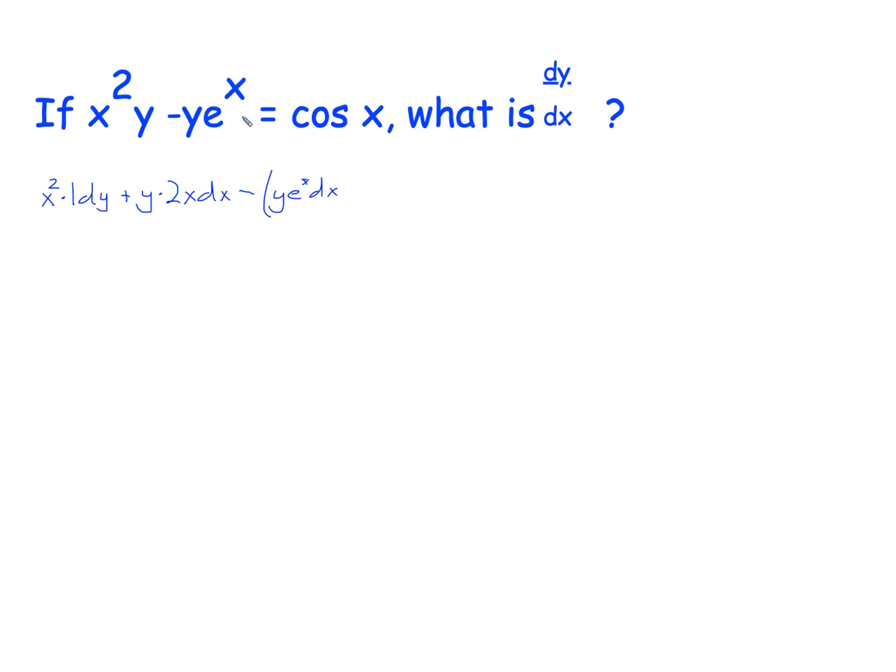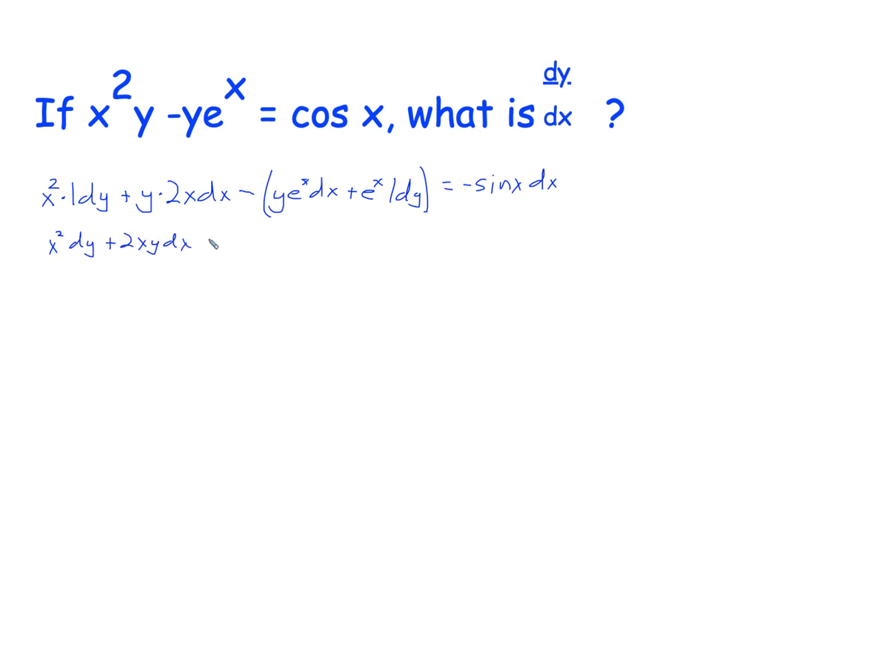And then second, e to the x, so plus e to the x times the differential of the first, which is just 1 dy. And then on the other side, we have the differential of cosine x, and that is negative sine x dx. We'll distribute the negative. So we have x squared dy plus 2xy dx. Distribute the negative.